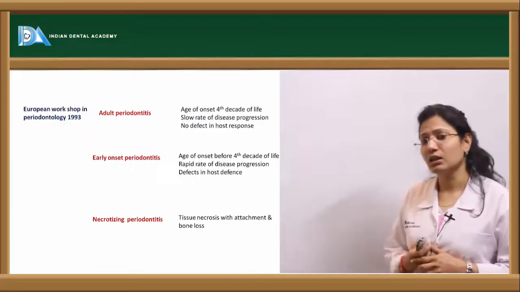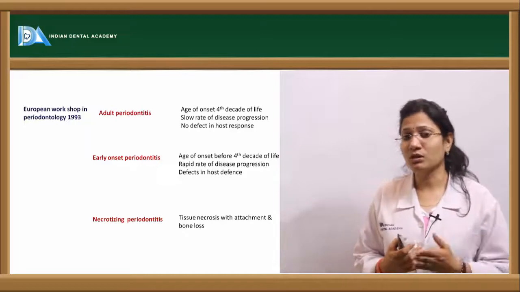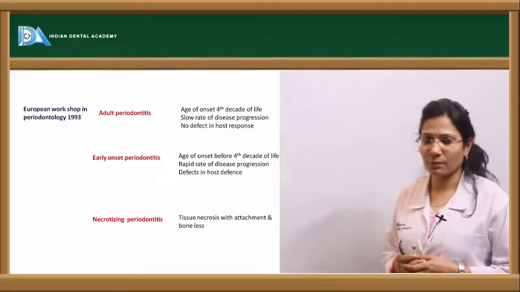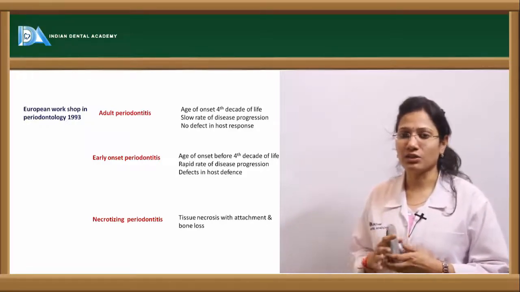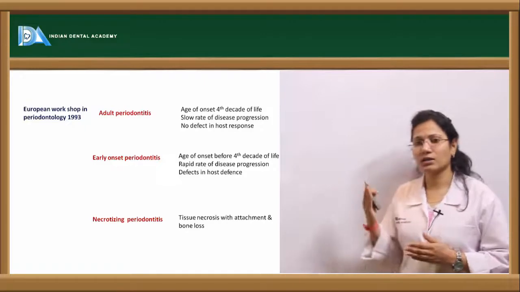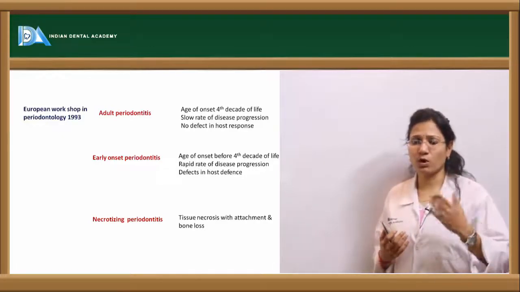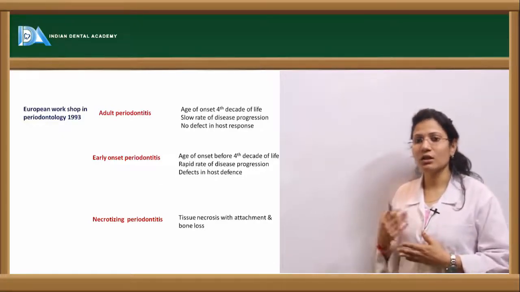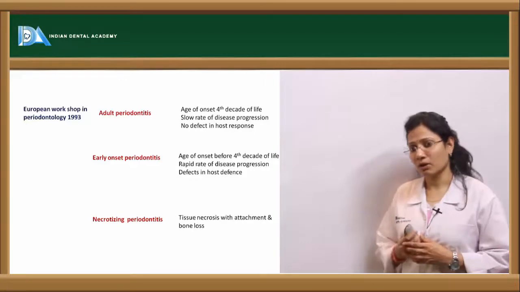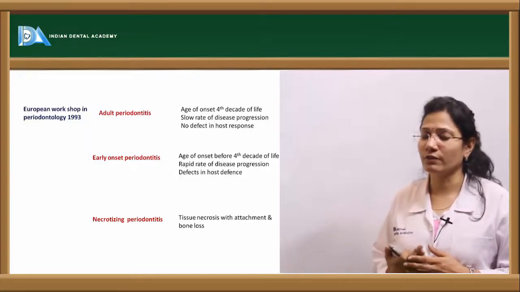Then in 1993, the European workshop said that we have to eliminate a few of the categories which were there in 1989. They said that we don't need periodontitis associated with systemic diseases and refractory periodontitis. So they eliminated these two categories and put forward a new classification which includes only adult periodontitis, early onset periodontitis, and necrotizing periodontitis, with similar features to those described in the 1989 classification, basically based on the age of onset of the disease. They said that adult periodontitis is mainly seen with age of onset in the 4th decade of life, and a slow rate of disease progression with no defects in the host immune response.